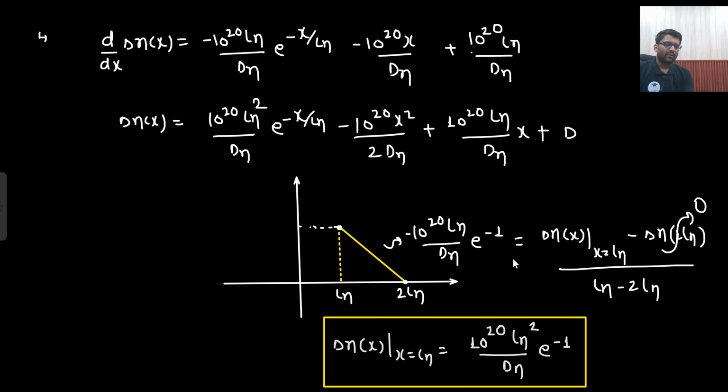At x equals to ln, what I am doing is that if I know this slope, that means if I cover a distance of ln, then this much I am reducing. So where would I have started from? 10 to the power 20 ln square by dn e to the power minus 1 divided by ln would give me this slope. Yes, it is giving me this slope. So this value is not very tough to find. Delta nx value at x equals to ln, this value we have found out, right? And now using this value, I will put it in this equation.